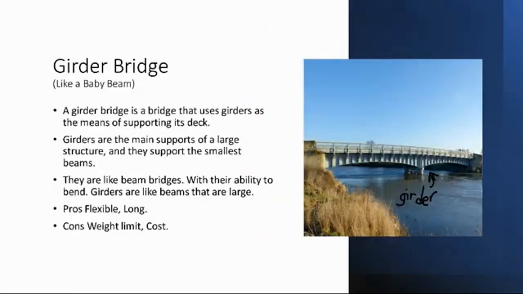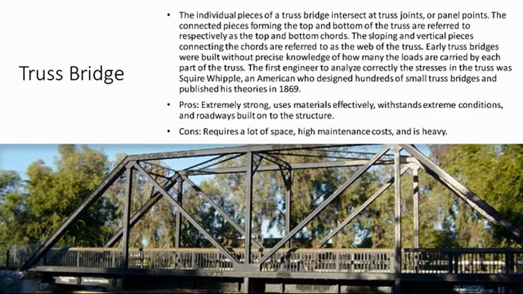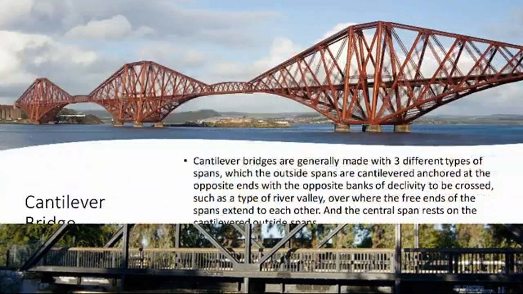Girder bridge, like a baby beam. Pros: flexible, long. Cons: weight limit, cost. Truss bridge. Pros: extremely strong, uses materials effectively, withstands extreme conditions, etc. Cons: requires a lot of space, high cost, and is heavy.